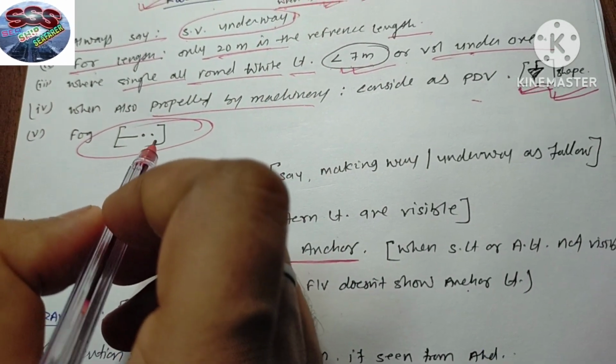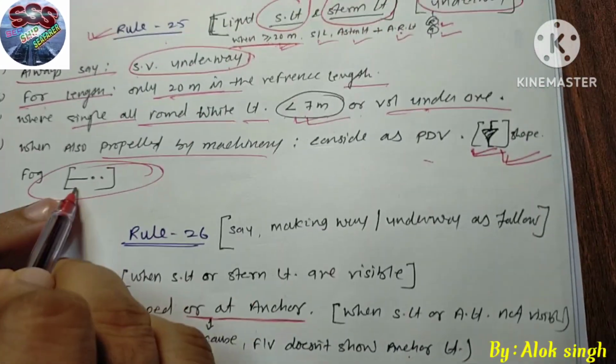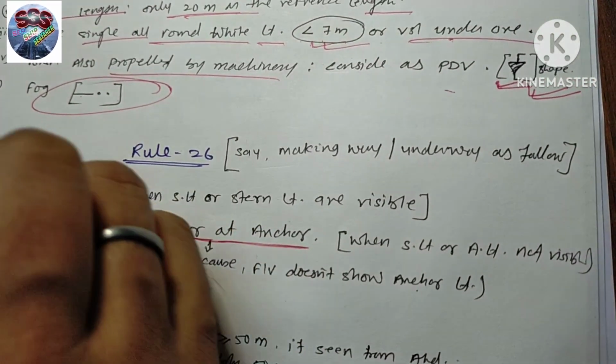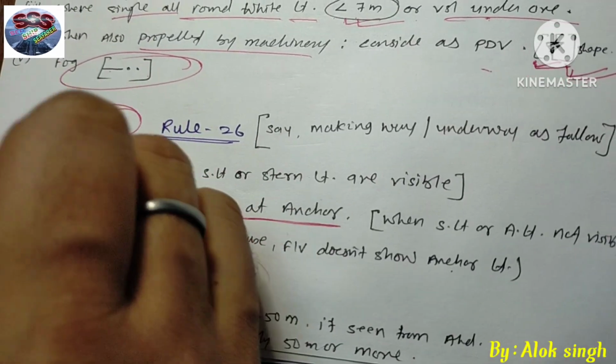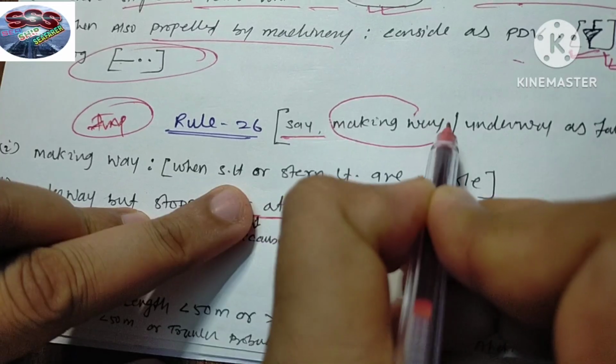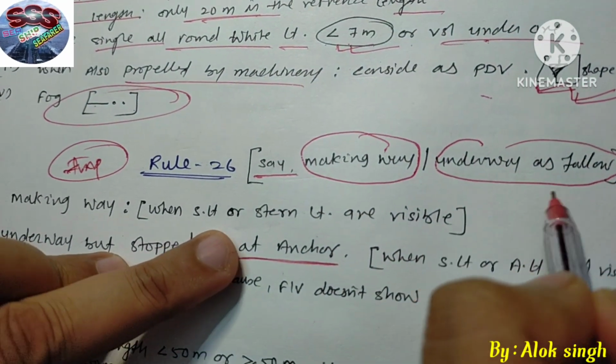And the fog signal is not like a power-driven vessel, but unlike a power-driven vessel: one long, two short. Now we come to Rule number 23. Rule number 23 is a very important rule for any surveyor, because there is more confusion here. So in this condition, we can say either making way or underway, as follows.